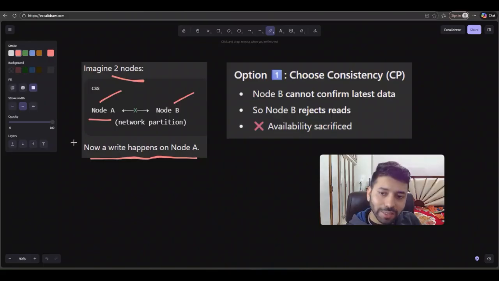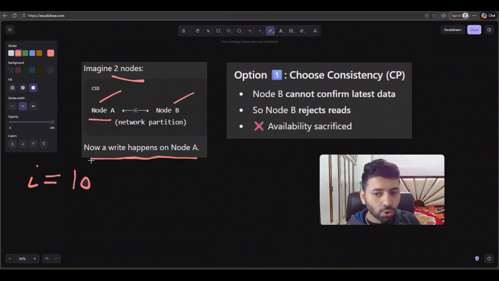What happened here is we made a change on node A, like we saw in the earlier example. The value of I was, say, 10. The value of 10 was present on both of the nodes, node A and node B, and now someone changed the value of I to 12.